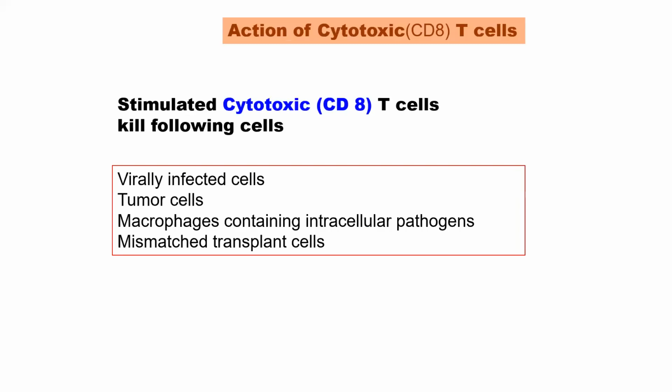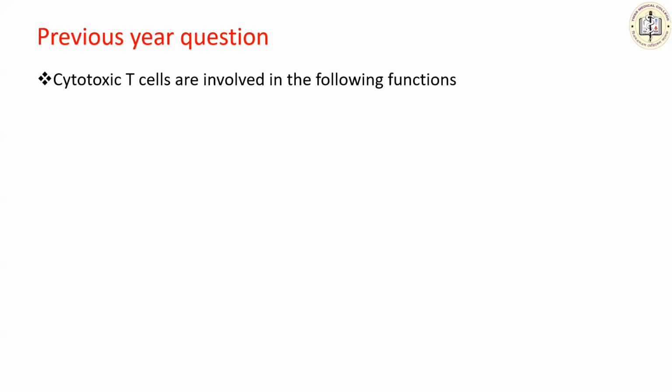So cytotoxic, we have already discussed the role of cytotoxic T cell: to kill the virus infected cell, tumor cell, macrophage and also the mismatch transplant cells. And the role of NK cell is also the same. We will discuss the role of NK cell. Cytotoxic T cells are involved in the following functions. Lysis of virus infected cell, true or false?